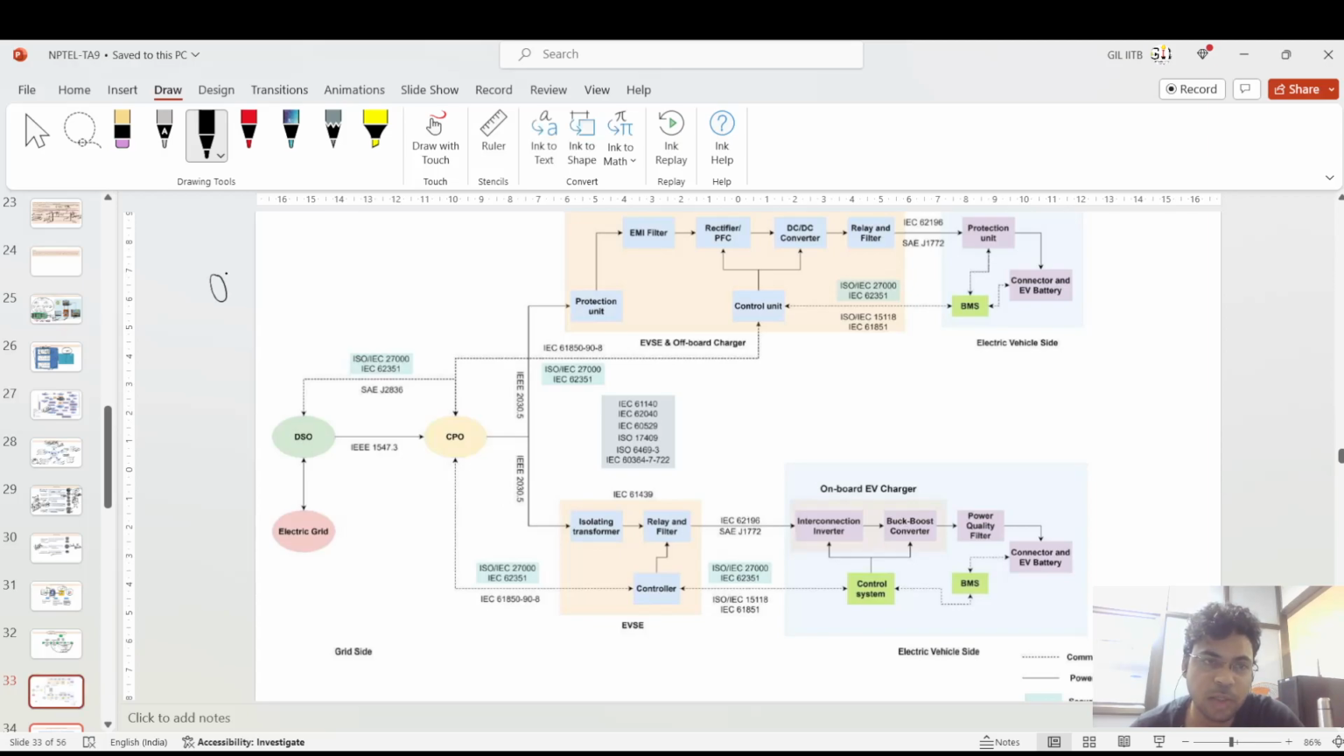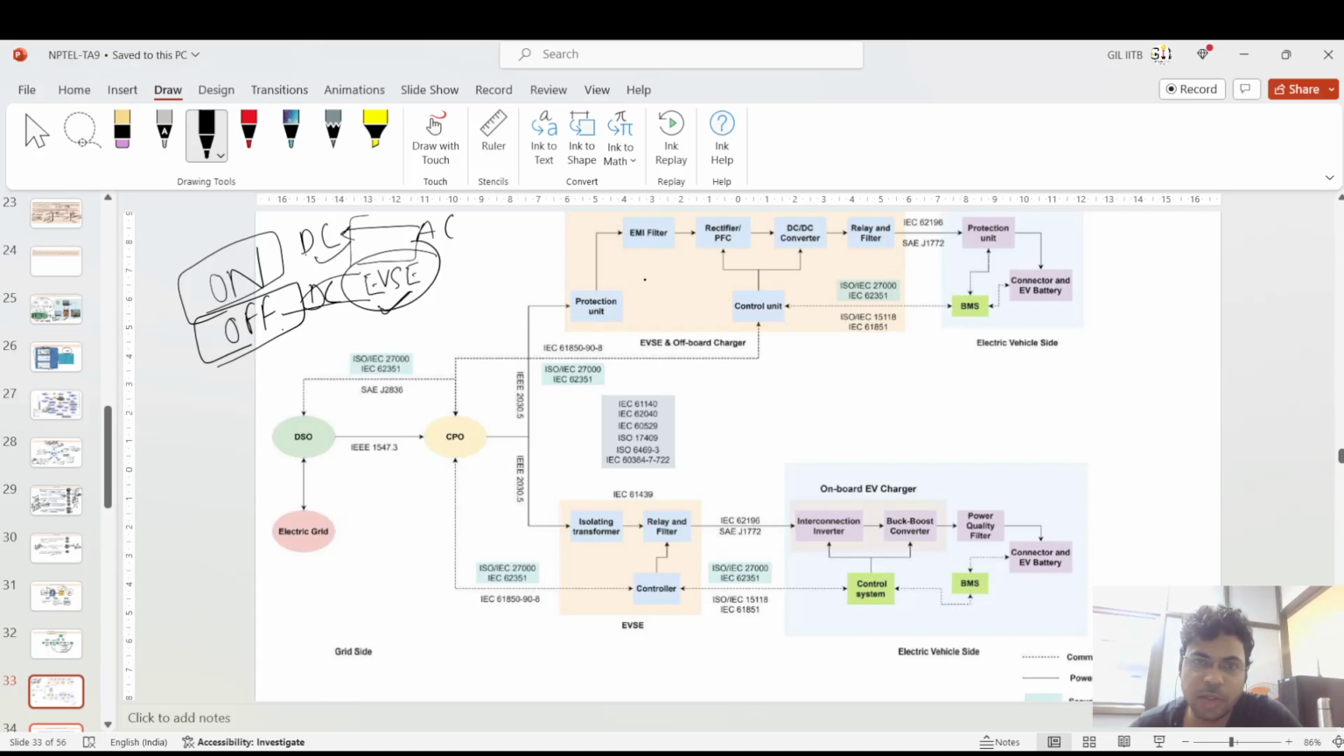Here I have shown a slide which is not very clear, but is very important. What I have told you is that there are two types of charger, the onboard charger and the offboard charger. In the onboard charger, the AC to DC power conversion, because the battery is DC but you are supplying AC power, happens inside the vehicle itself. And in the offboard charger, the EVSE, electric vehicle supply equipment, has an inverter or rectifier for giving DC power directly to the vehicle.